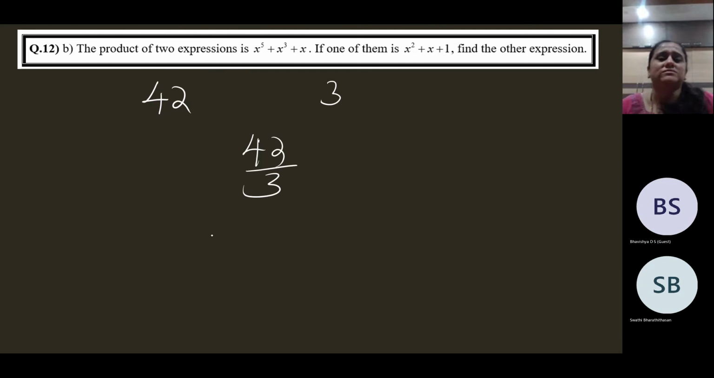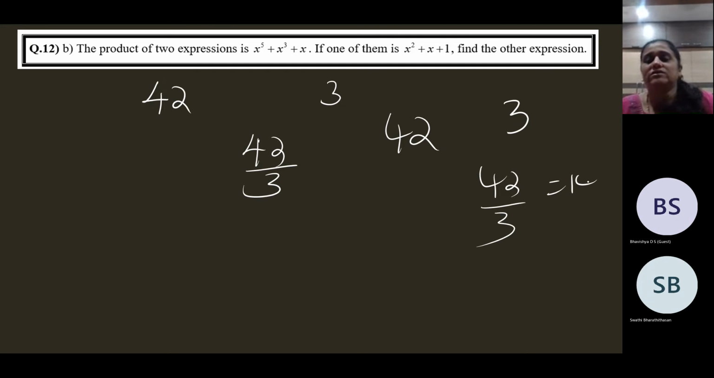Same thing here. The product of two expressions is given. Like the product of two numbers, product of two expressions is given. So say like it's 42. One of them is given. So one of them is 3. Find the other. What will be the other? 42 by 3. 14 is the other one.